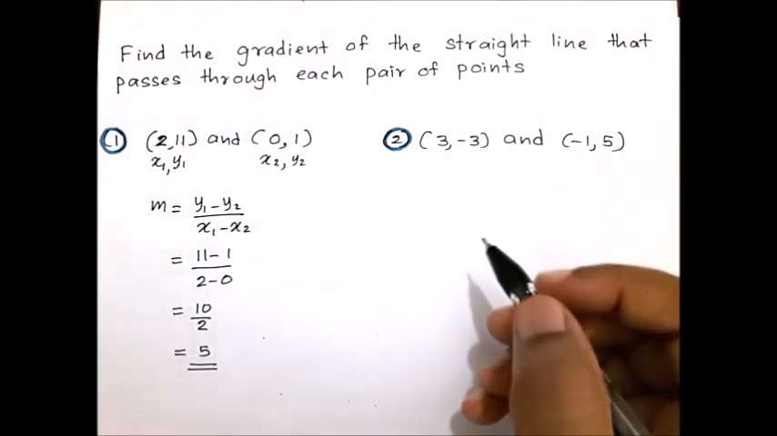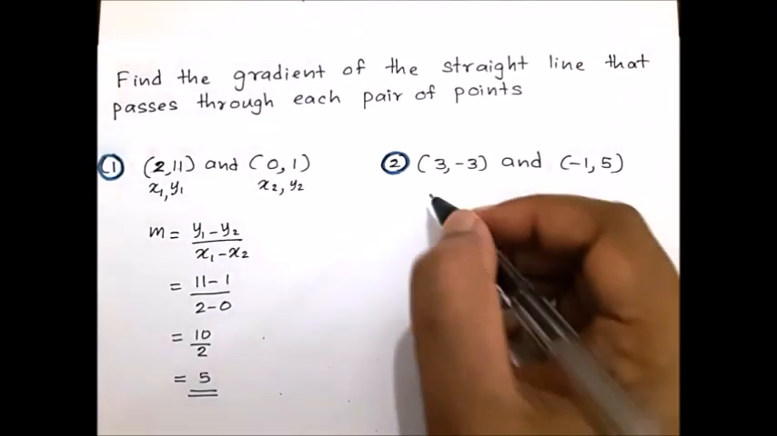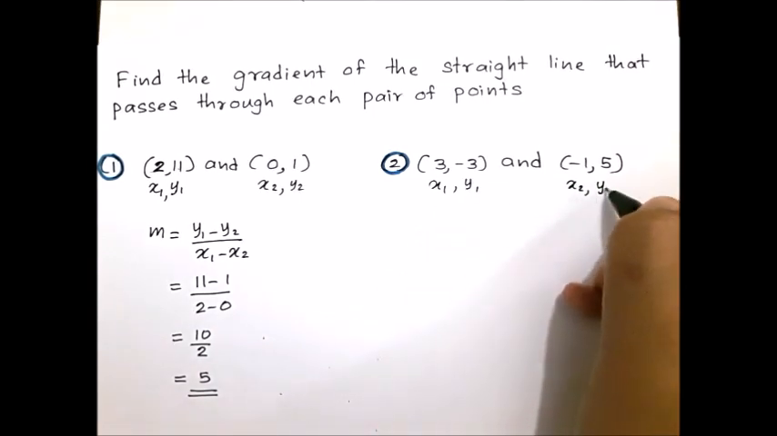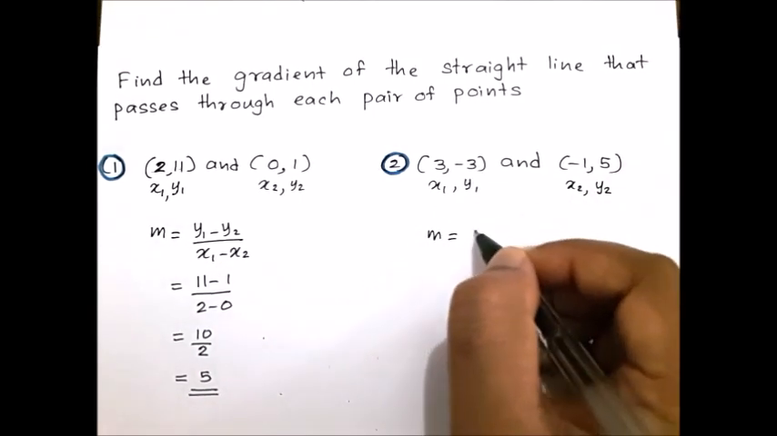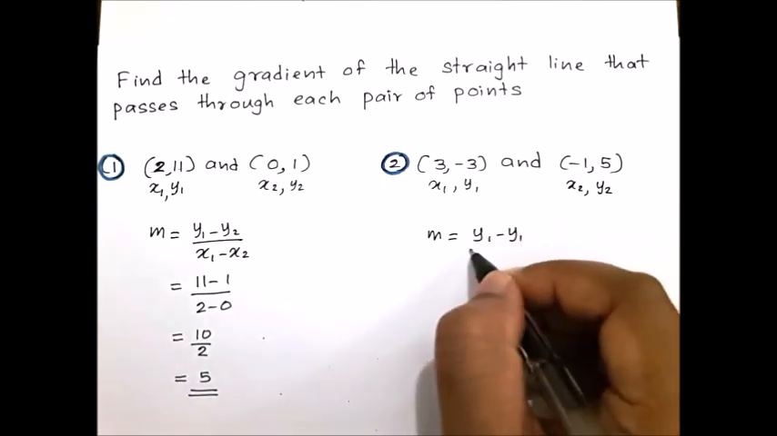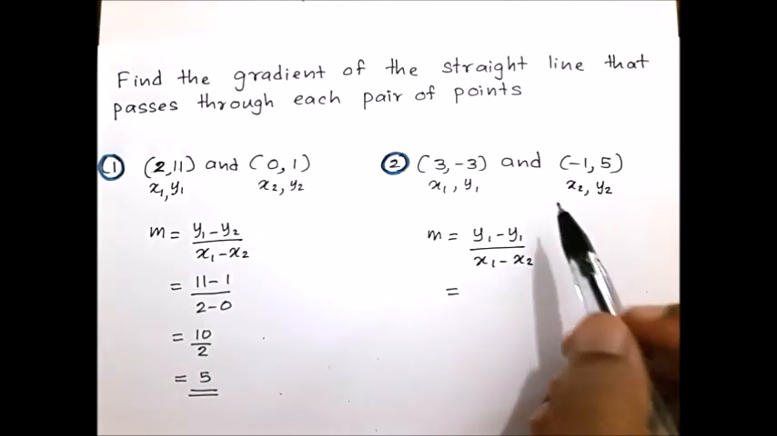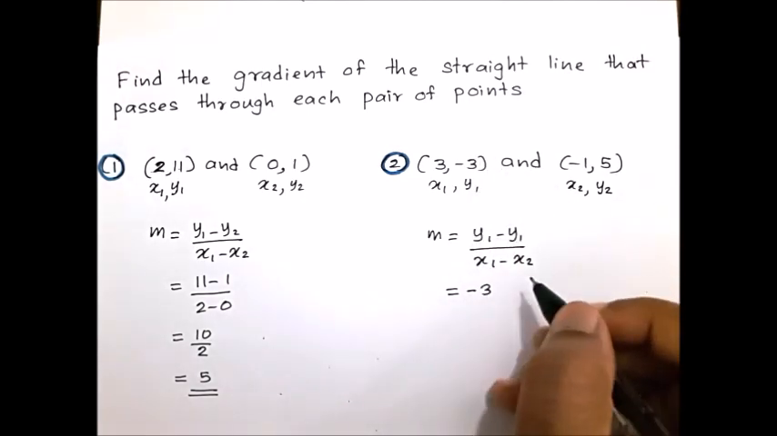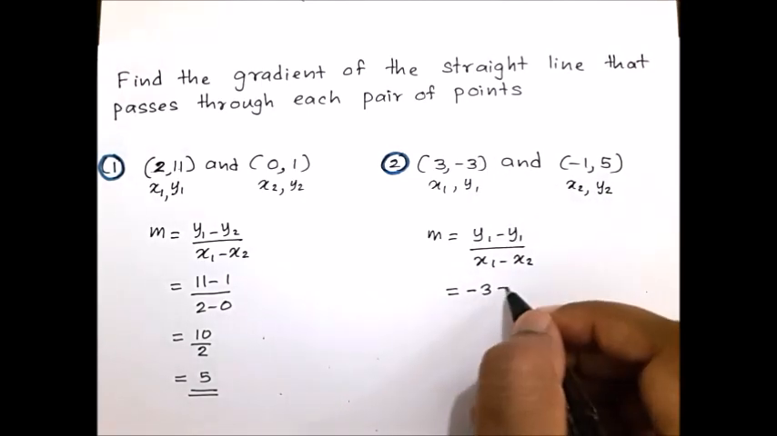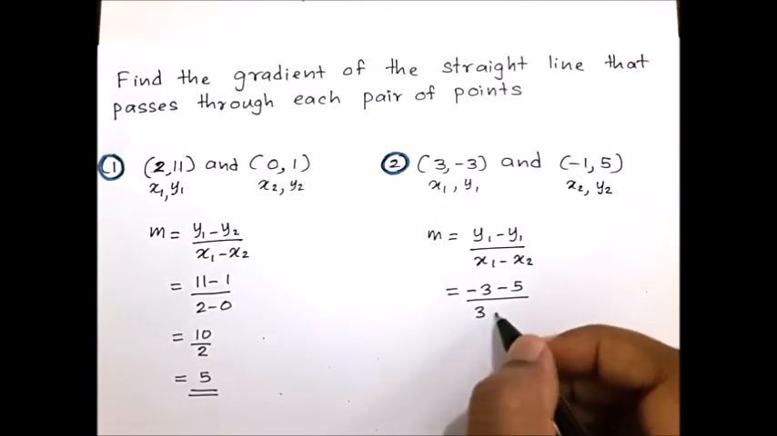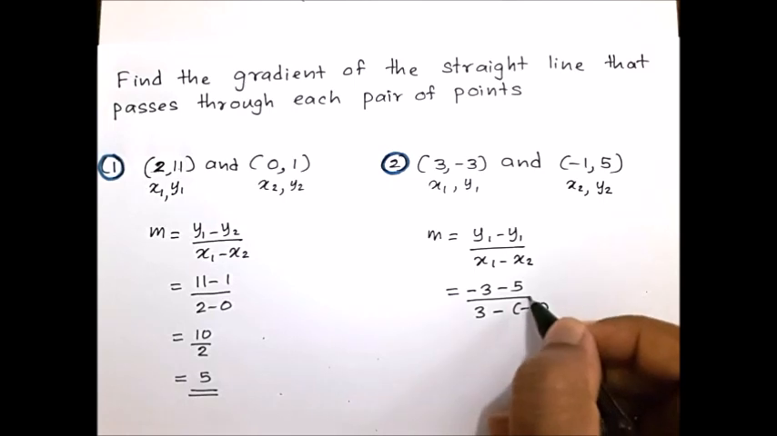Now look at the second example. Take this one as x1, y1. Take this one as x2, y2. Gradient is equal to the difference of y coordinates divided by the difference of x coordinates. y1 is minus 3. y2 is 5. x1 is 3. x2 is minus 1.